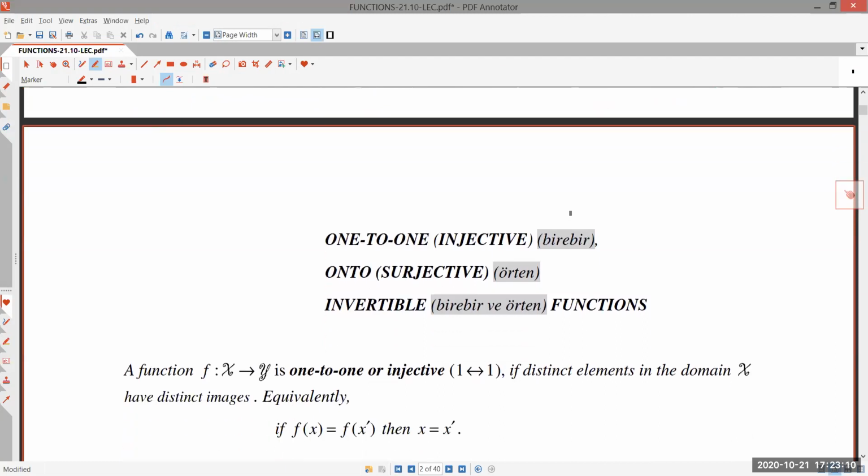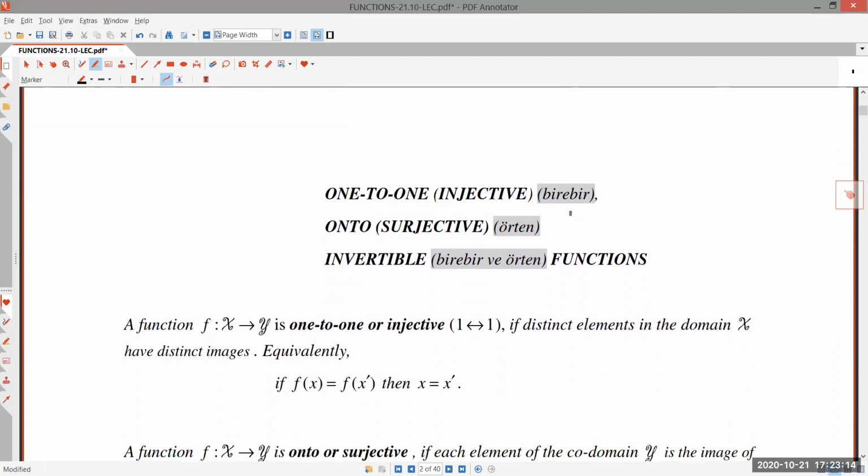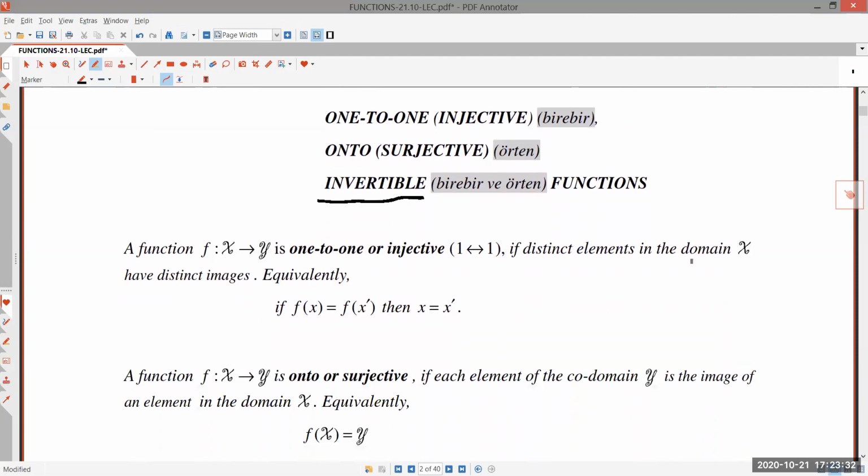Now there are some other things: one-to-one and injective, which in Turkish is birebir, and onto, surjective. So one-to-one is injective, onto is surjective, and invertible means birebir ve örten. You can find the inverse of these functions. Okay, we will look at these things.